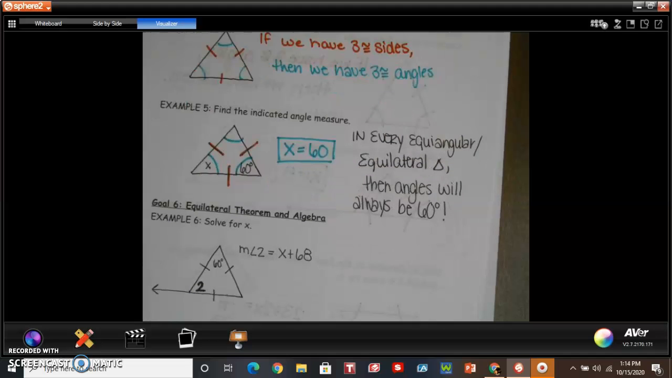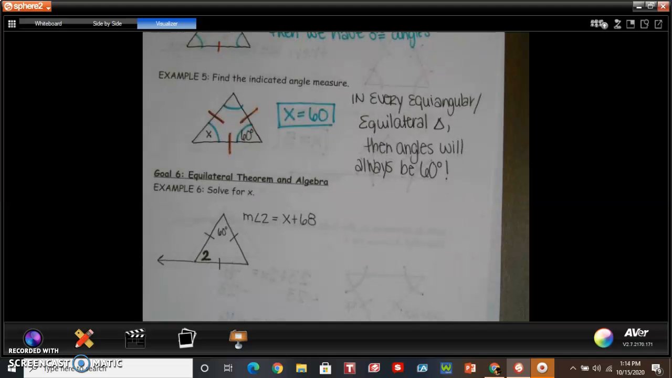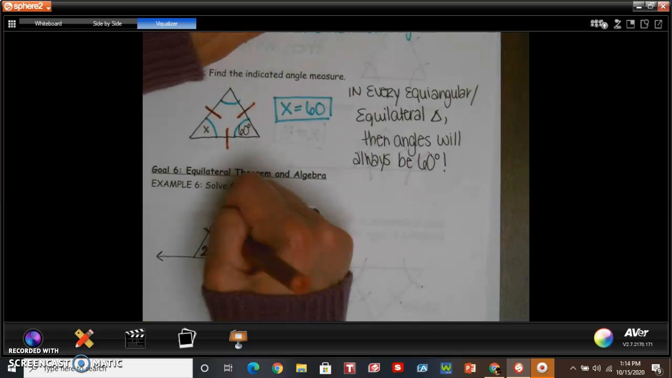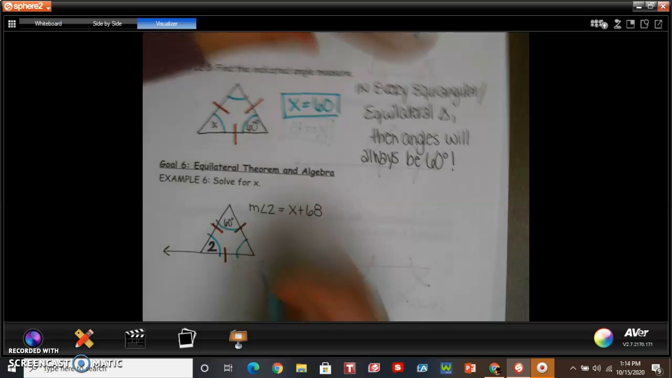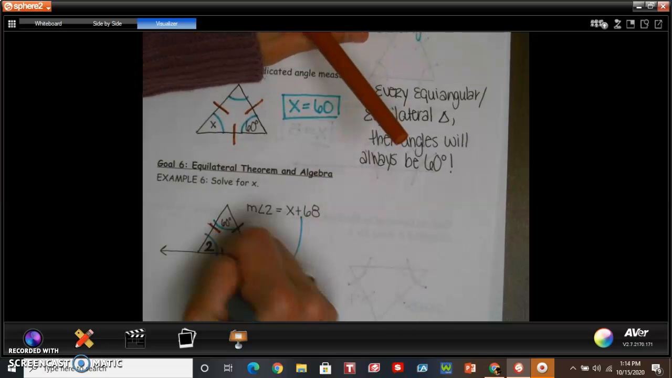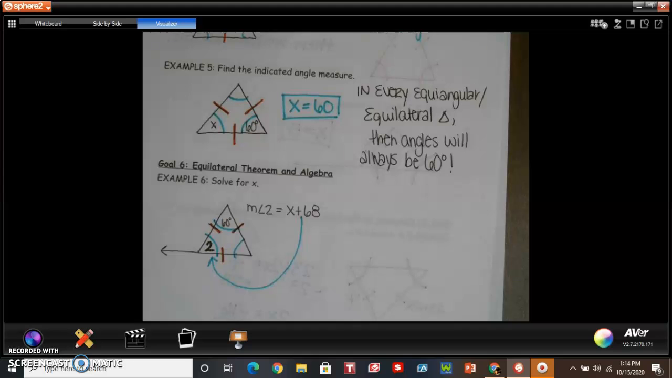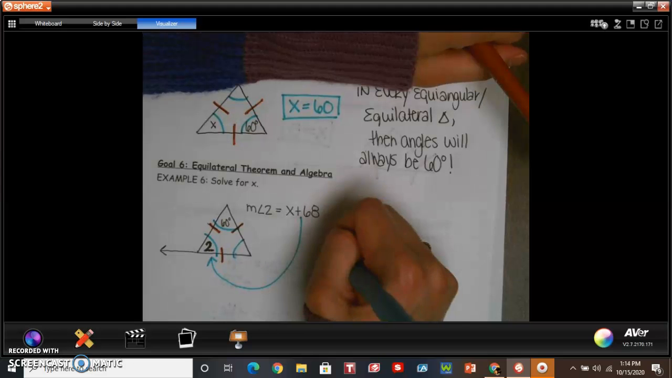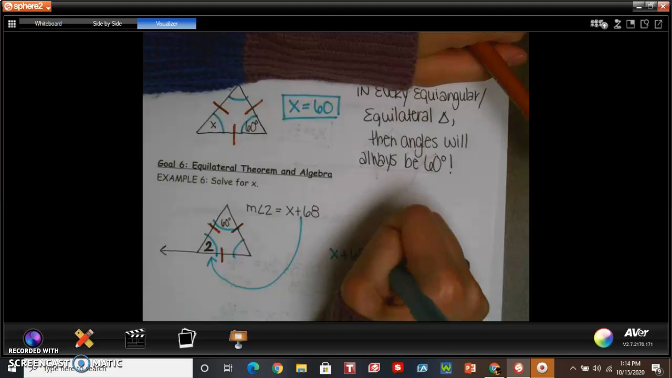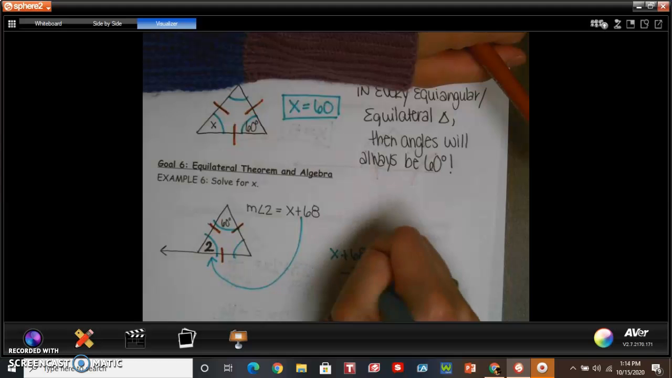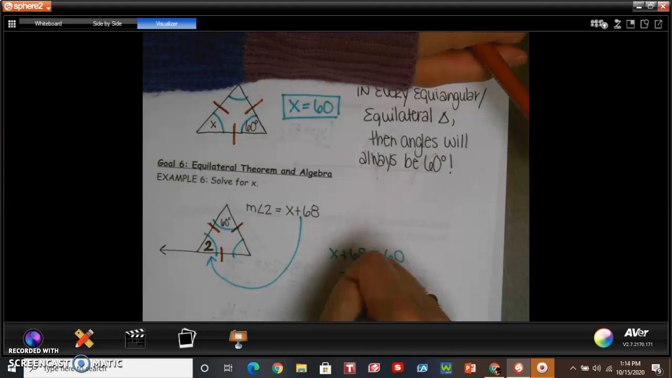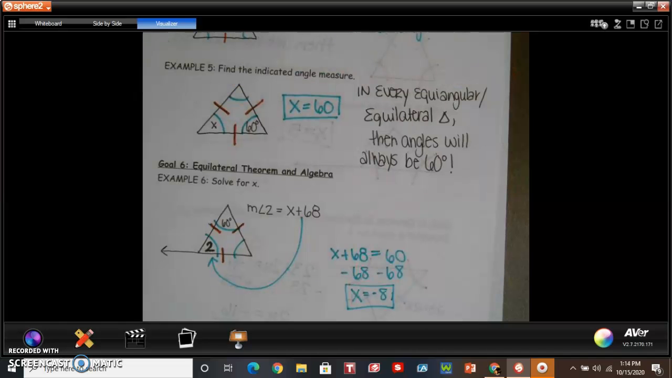So let's look at example 6, using this with algebra. Okay, all of our sides are the same, so all of our angles are the same. And let's see, how much are they saying for angle 2? They're saying x plus 68. So we're going to say x plus 68 equals 60. Now let's solve for x. Subtract 68. We get x equals negative 8. Ta-da! All right, that's goal 5 and goal 6.